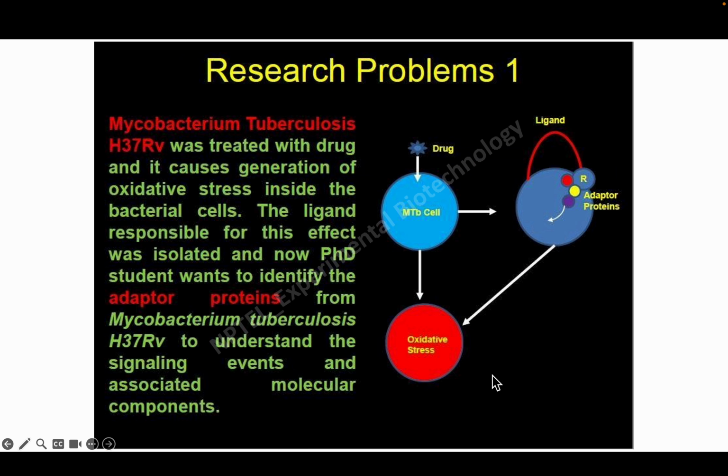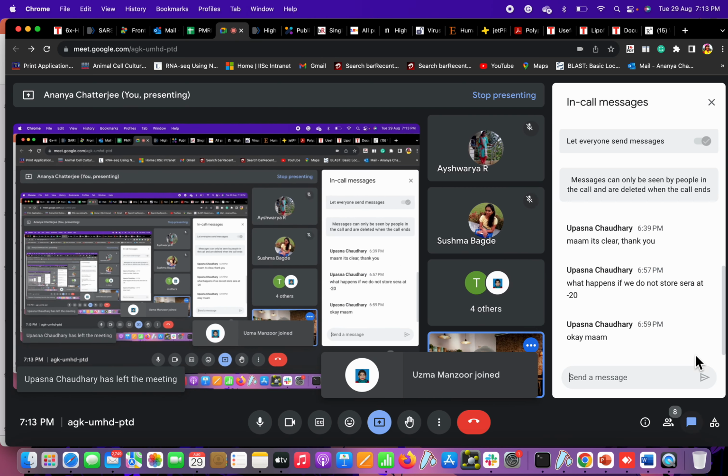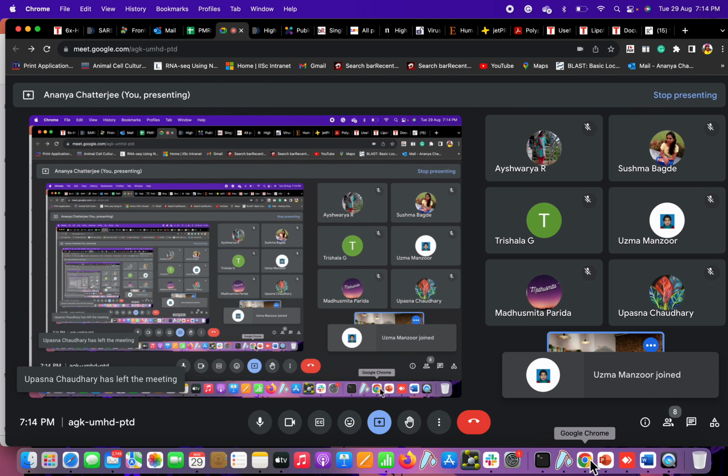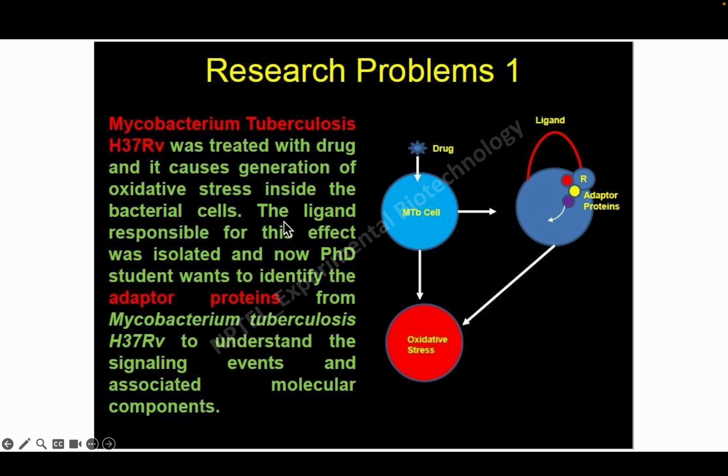Now again in this lecture the professor has discussed some research problems, and your questions and all your concepts rely on those research problems. So please understand clearly what is going on. The problem is Mycobacterium tuberculosis H37Rv was treated with a drug and it causes generation of oxidative stress inside the bacterial cells. The ligand responsible for this effect was isolated, and now a PhD student wants to identify the adapter proteins from Mycobacterium tuberculosis H37Rv to understand the signaling events and associated molecular components.